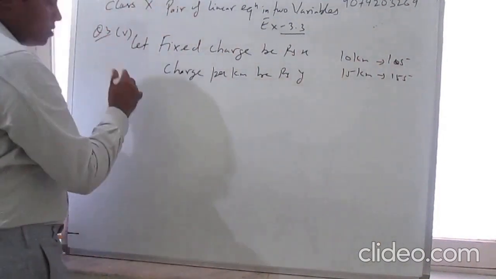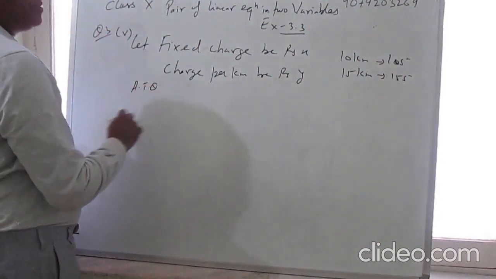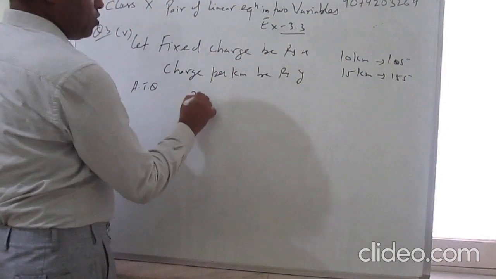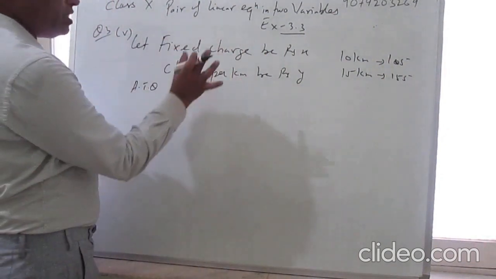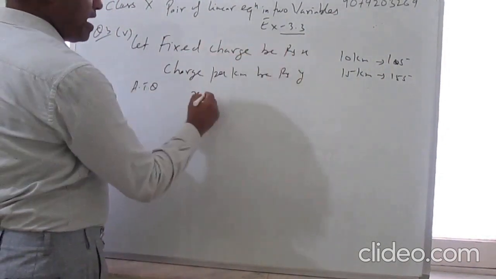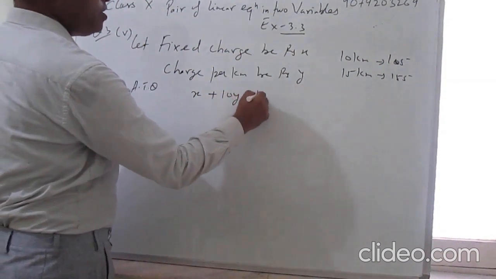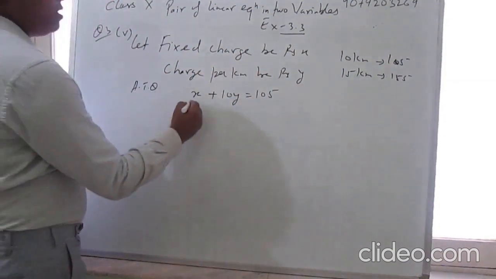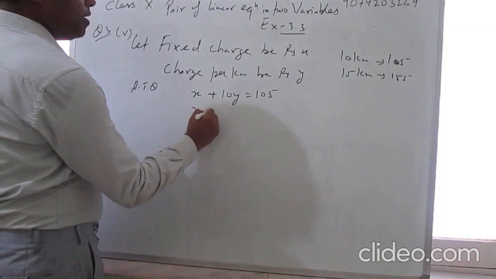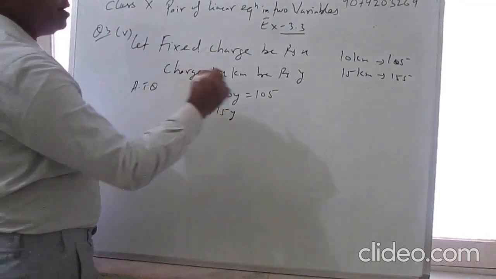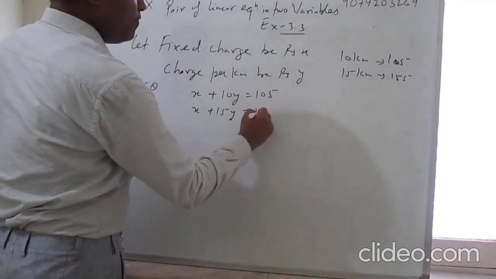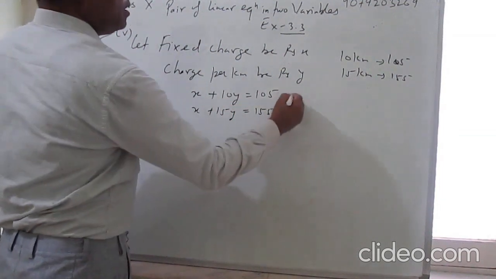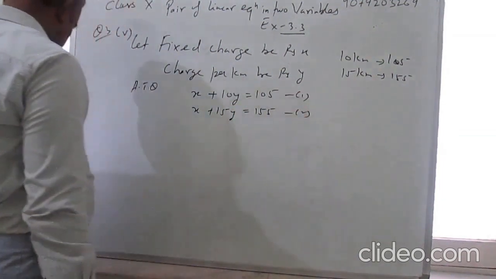Now according to the question we make equations. For 10 kilometers, how much total rupees did he pay? 105. What was included in it? The fixed charge was included. x plus 10y is equal to 105. x plus 15y is equal to 155. This is first, this is second.